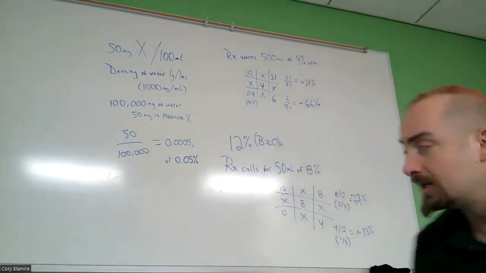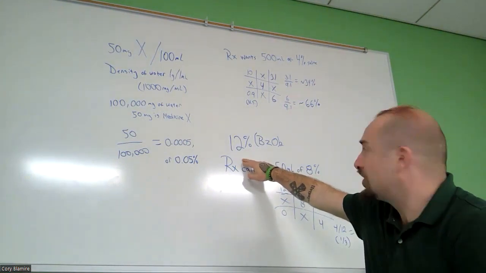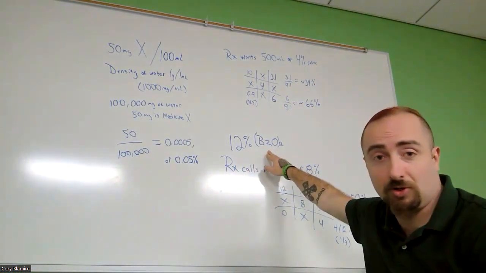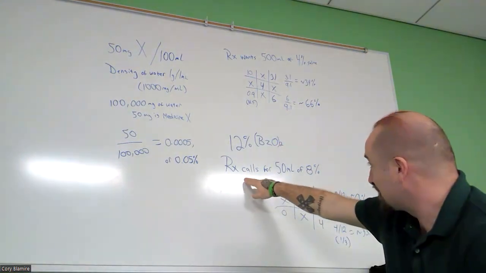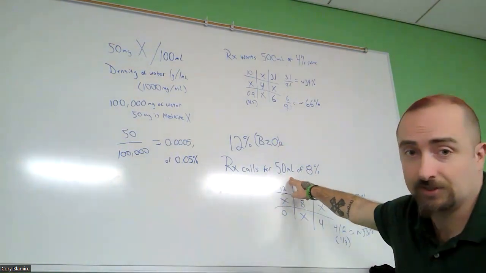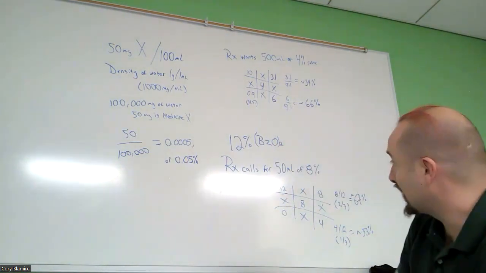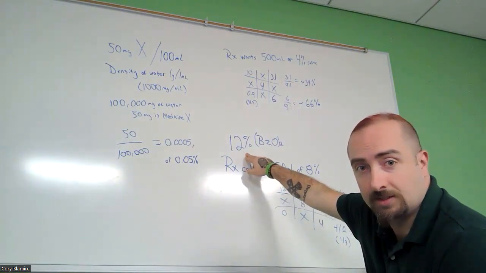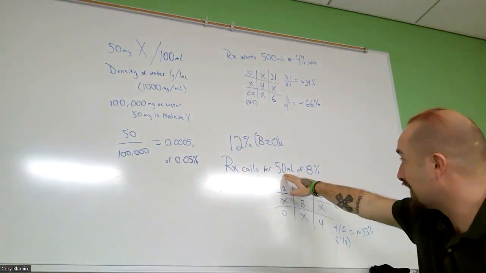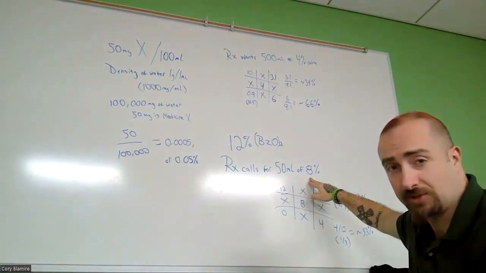So we're going to start with the one that asks for 12% benzoyl peroxide, which is just abbreviated as BZO2. All right. Description calls for 50 milliliters of 8% benzoyl peroxide. Okay. So we're going to use a certain amount of this 12% to get a solution that is 50 milliliters in total volume, and that's going to have a concentration of 8%.